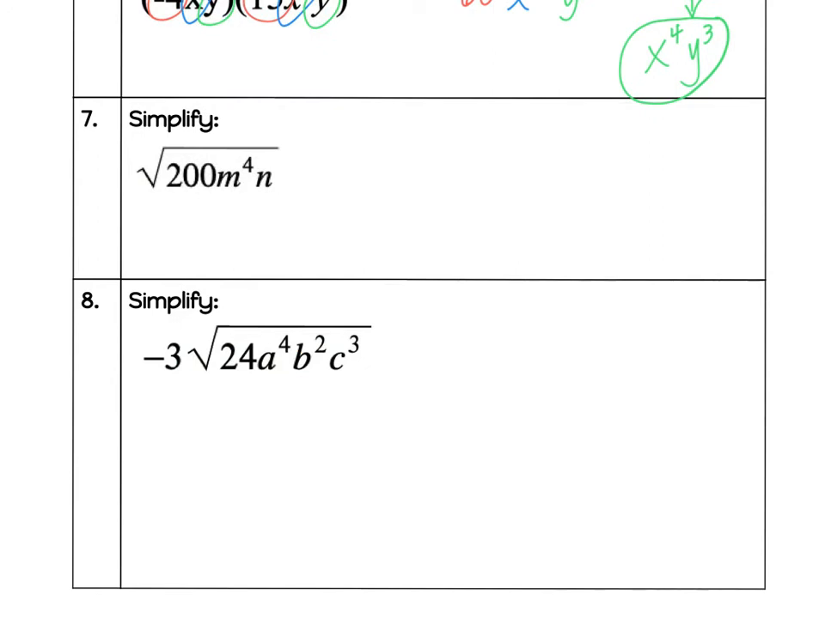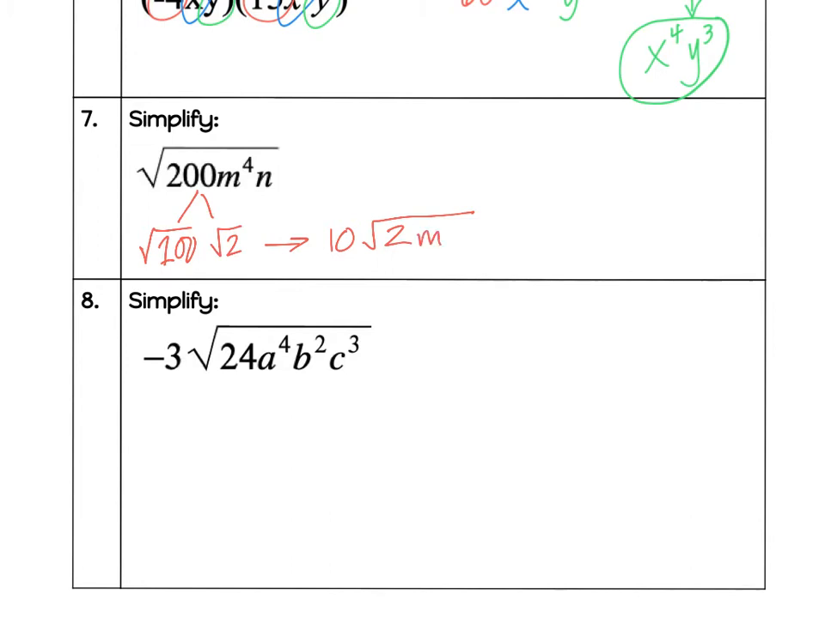Okay, so number 7. The largest perfect square that goes into 200 is 100. So the square root of 100 times the square root of 2 gives us the square root of 200. We can take 100 out of the radical sign, and it becomes 10. And then inside, we have that 2.